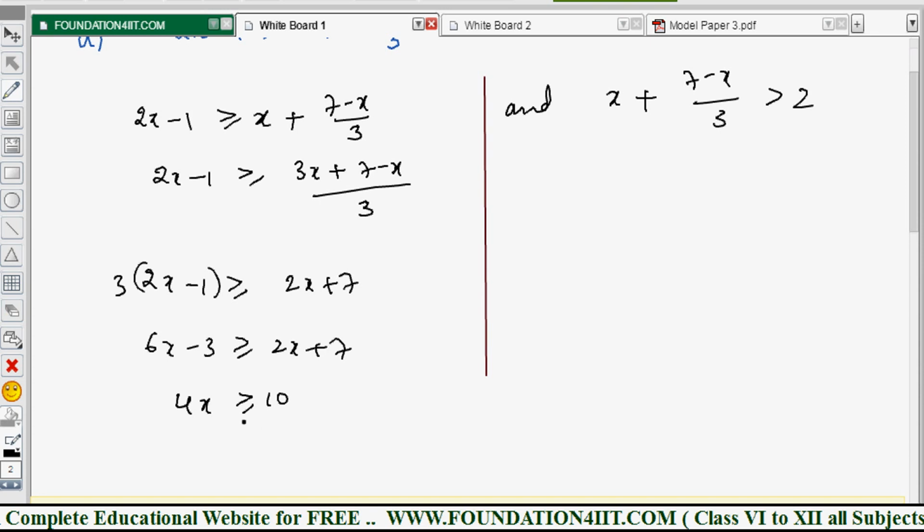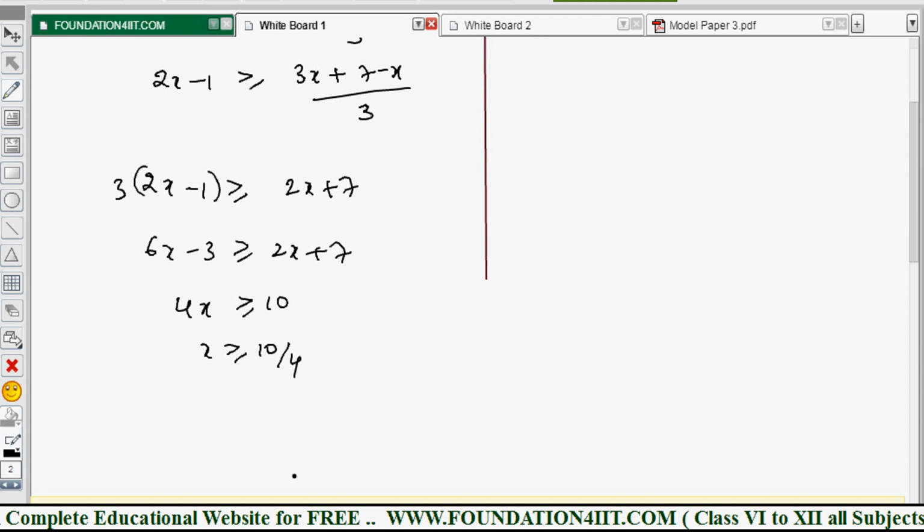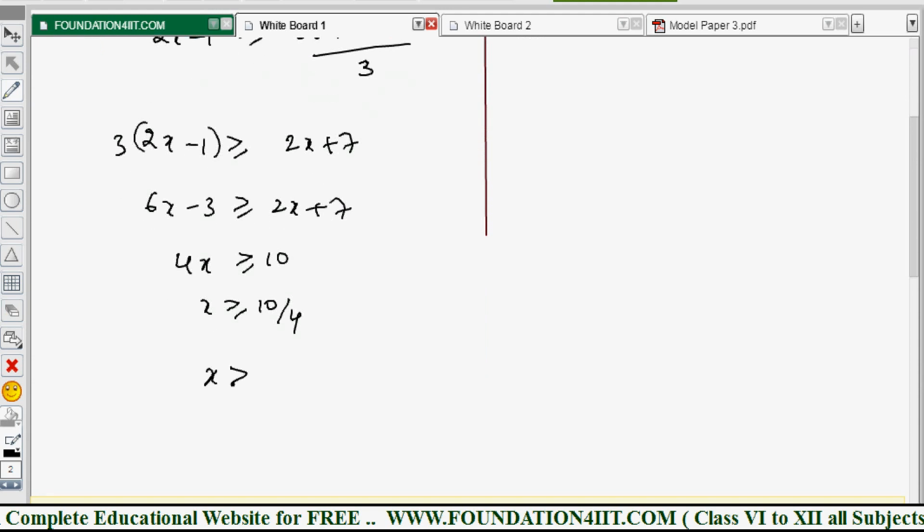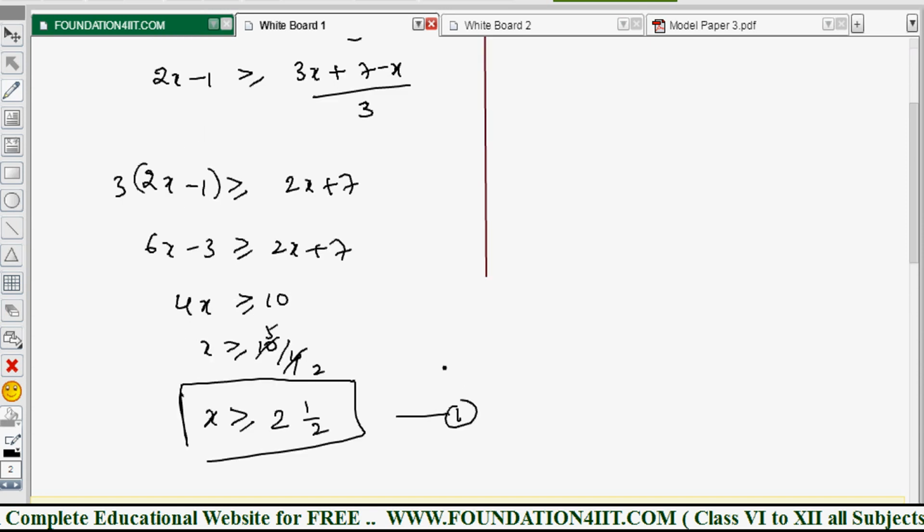Then x is greater than or equal to 10 by 4. In mixed fraction, 10 by 4 is 2 1 by 2. You can cancel: 2 twos are 2, 5 twos are 10, so 5 by 2 is 2 1 by 2. Therefore x is greater than or equal to 2 1 by 2. Let this be the first inequation.